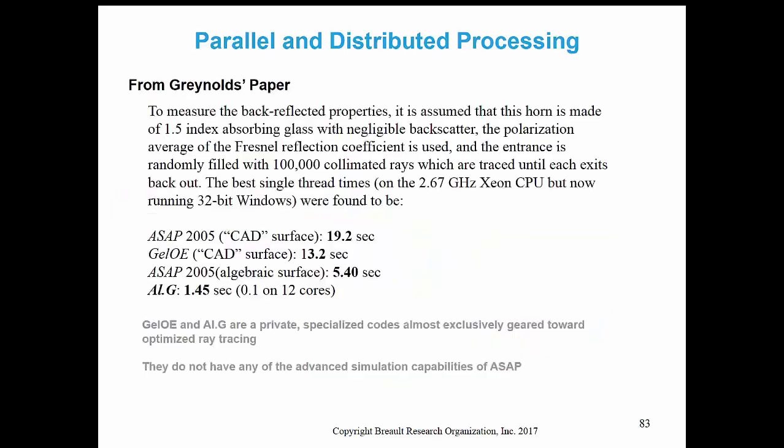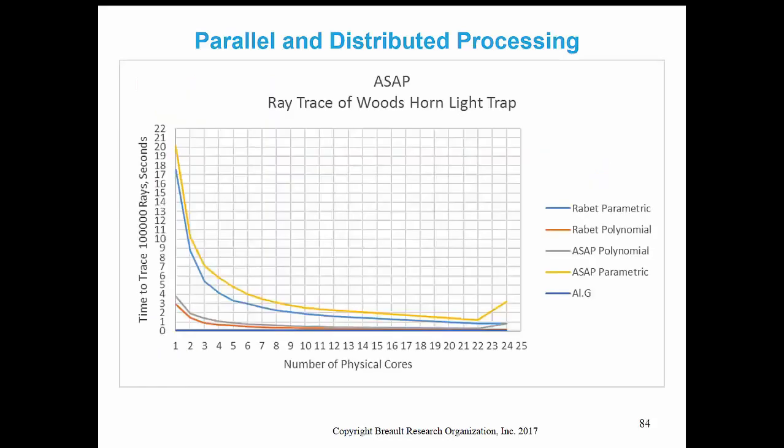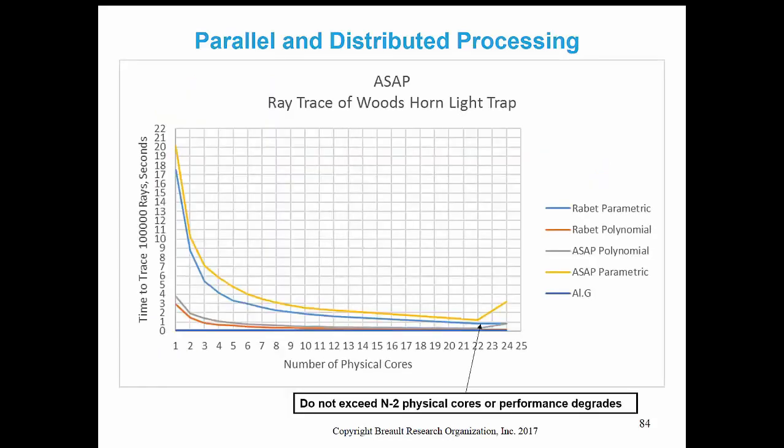From the original paper, ASAP 2005 was tested, and the ray trace took about 19.2 seconds. Two internal codes that the author of the paper had created, which are private specialized codes almost exclusively geared toward optimized ray tracing, showed the same simulations at approximately 13.2 seconds and 1.45 seconds on 12 cores. However, it's important to note that they do not have the advanced simulation capabilities of ASAP. Here are the results. As you can see, the speed basically scales with cores and remote.